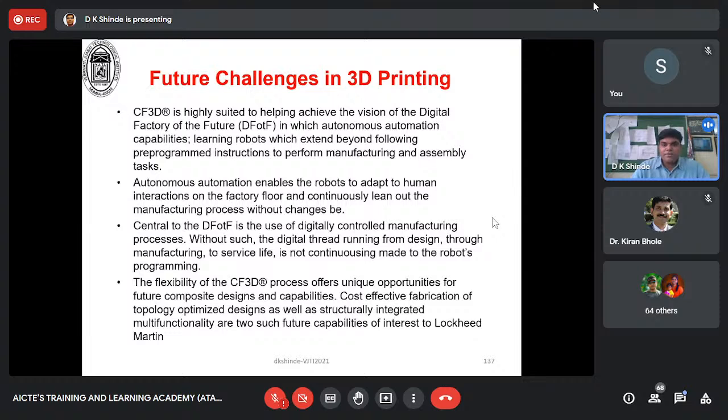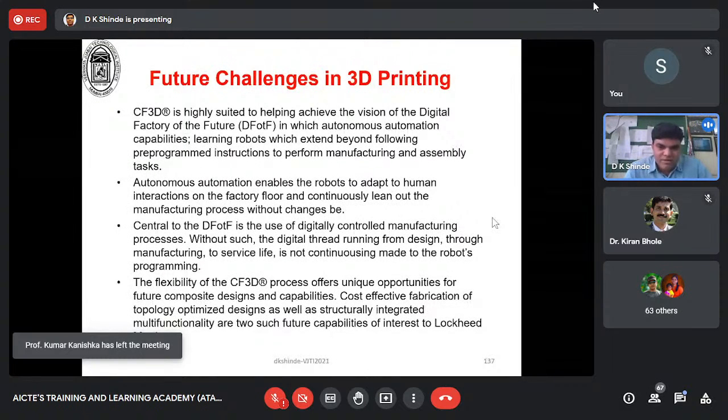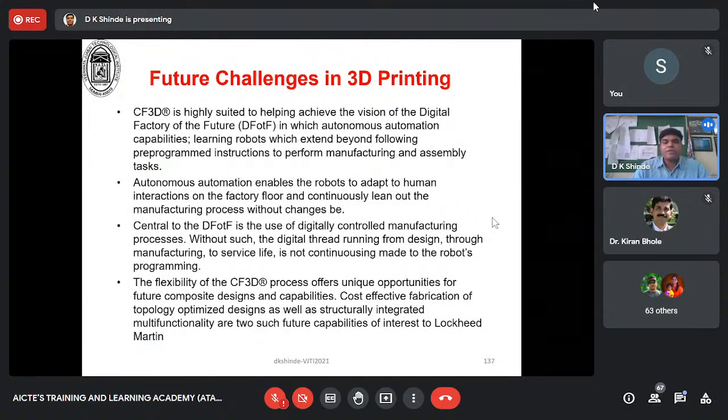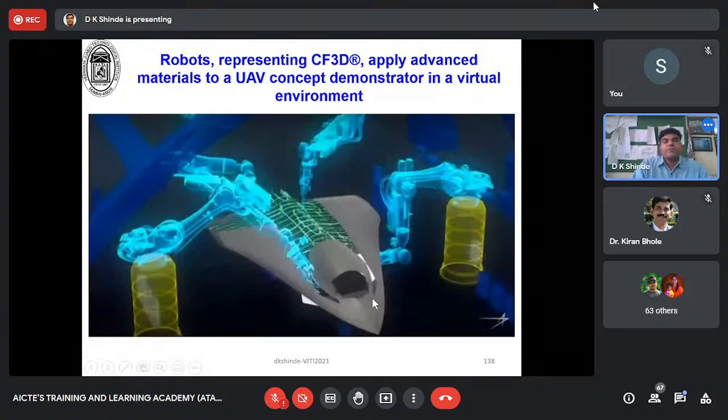So with this digital thread running from the design through the manufacturing to the service life, it is not yet continuously made by the robotic program, but it will be coming very soon, and people will have the entire structure built by this kind of manufacturing setup using automation very soon. So this is the virtual environment, how this kind of aircraft, what you see, which will be flying on the Mars or moon, will be fabricated by the robots in the same fashion. So this is a structural element on which this particular structure will be built by using such kind of robotic arms.